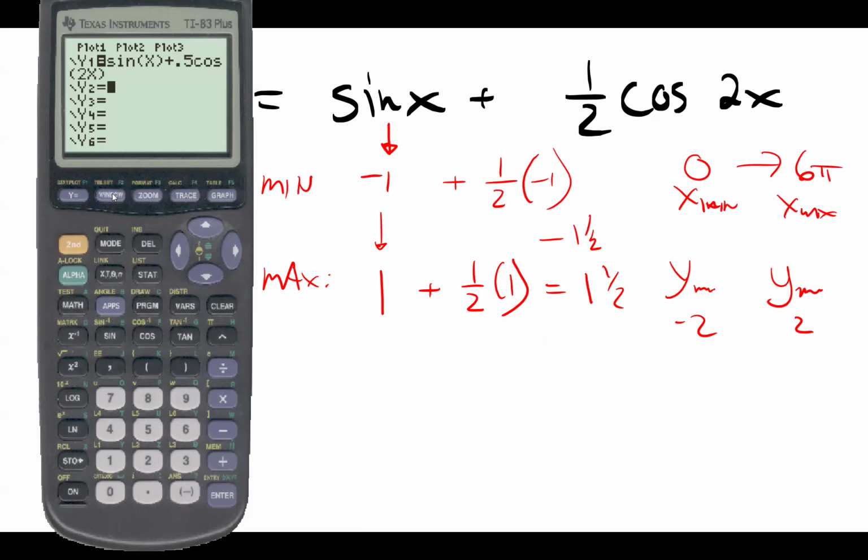My window is going to go from 0 to 6 pi, because that's what I want to do. So 6 times pi. Enter. Hash marks are still at pi over 2. And we're going to go down from -2 up to +2. Are we good there?